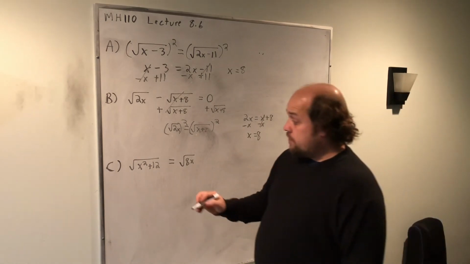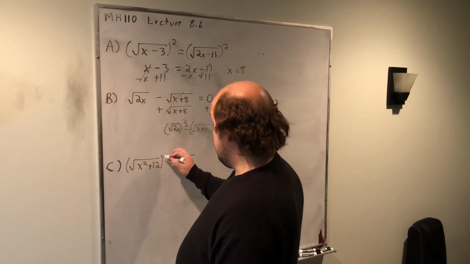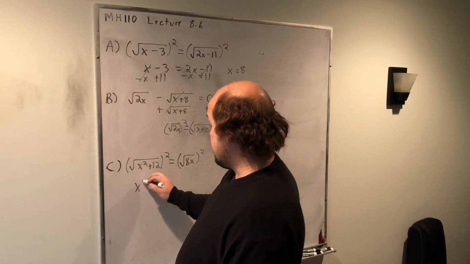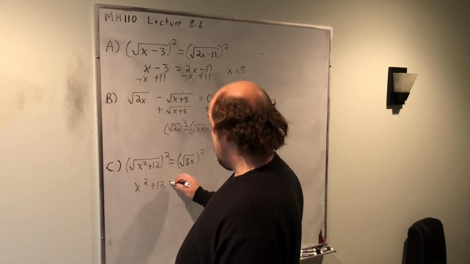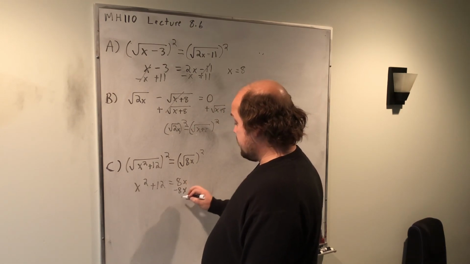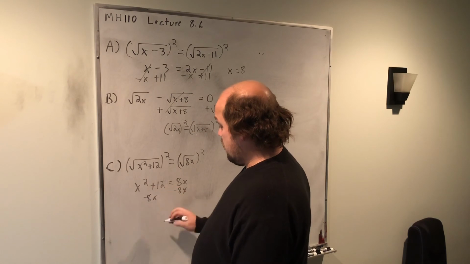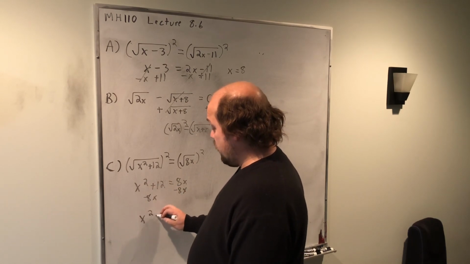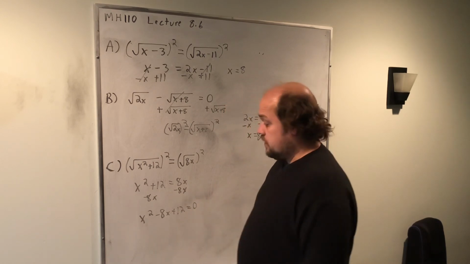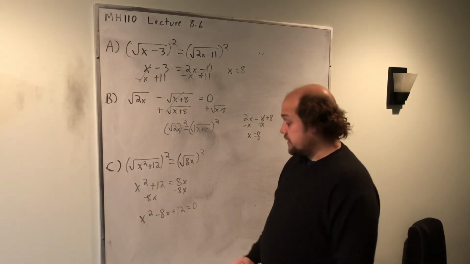For the final problem, again, I have the roots on either side, so I can just square both sides. On this side, I get x squared plus 12. On this side, I get 8x. I'm then going to subtract 8x from each side. That leaves me on the left with x squared minus 8x plus 12, and on the right with 0. I can now factor to find my possible answers.